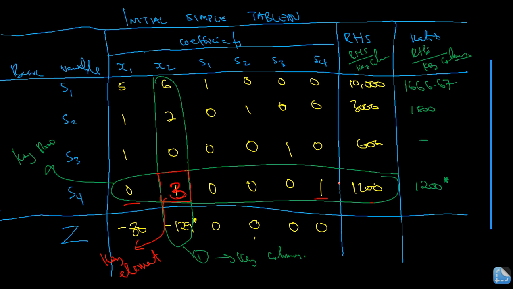Are we clear? Is anyone behind? That is very important, because what we want as we solve is to make sure the key element is a 1. In our case here, we already have a 1, but if it was not a 1, divide everything from 0 all the way to 1200 by 3.